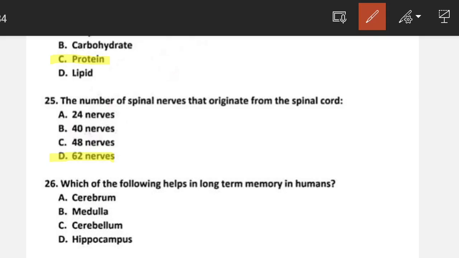Question number 26: Which of the following helps in long-term memory in human beings? Option A is the cerebrum, option B is the medulla, option C is the cerebellum, and option D is the hippocampus. So in long-term memory, the part of brain that is used is the hippocampus. Here the correct option will be option D, hippocampus. Hippocampus is the memory card of the human brain.